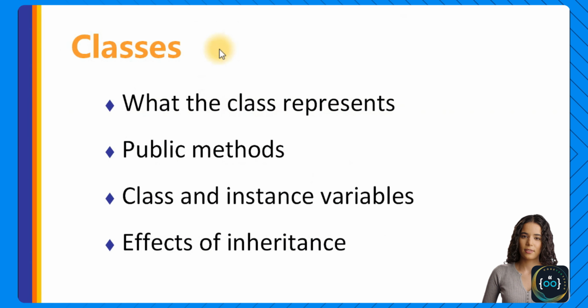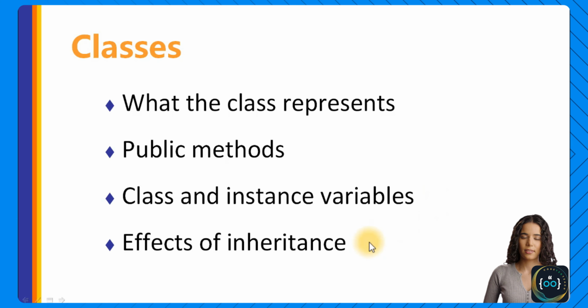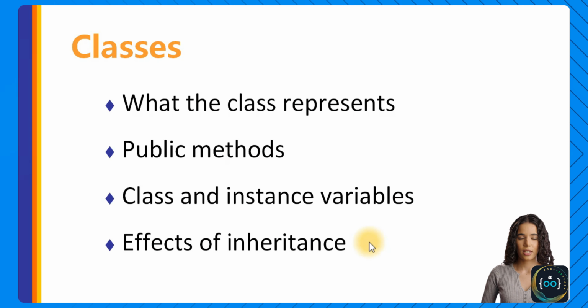Great, so we covered methods and functions. Now for classes. For classes, we need to include in the documentation what the class represents. We also need to mention any public methods that the class has that we can call from outside of the class, any class and instance variables that are public in the class, and the effects of inheritance on the class. You will learn more about this in the coming lecture, so when you're ready, go to the next video where you will see how you can document classes in Python.